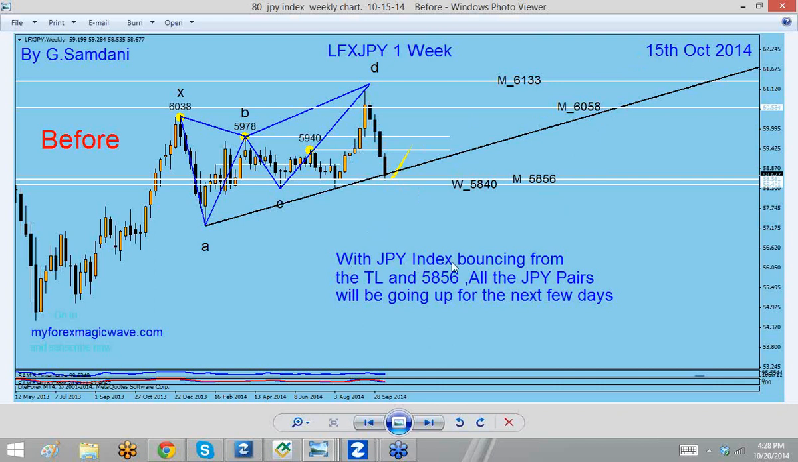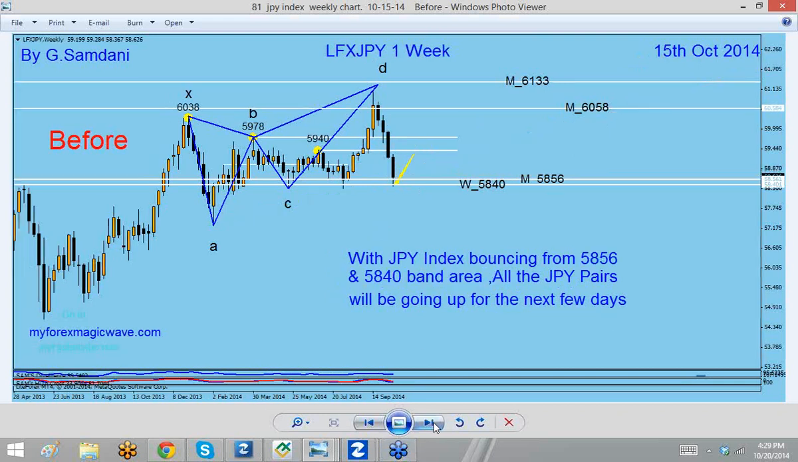And because of that, this is the important thing that I want to show: with the yen index bouncing from the TL and 58.50s, all the yen pairs. Actually, this was the second chart that I had, 58.56 and 58.40. This is the band. Usually if you have two very strong numbers close by, the price falls into that space, so that's why I call it the band area. Then if you start going up, yen will be getting weaker in all the yen pairs, because the yen is on the right hand side. All the yen pairs will be going up, flying. All the yen pairs will be going up for the next few days, because this is a weekly chart.